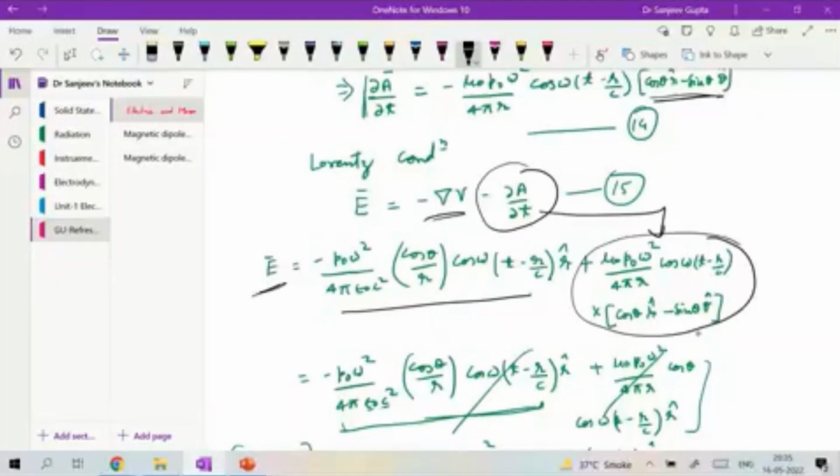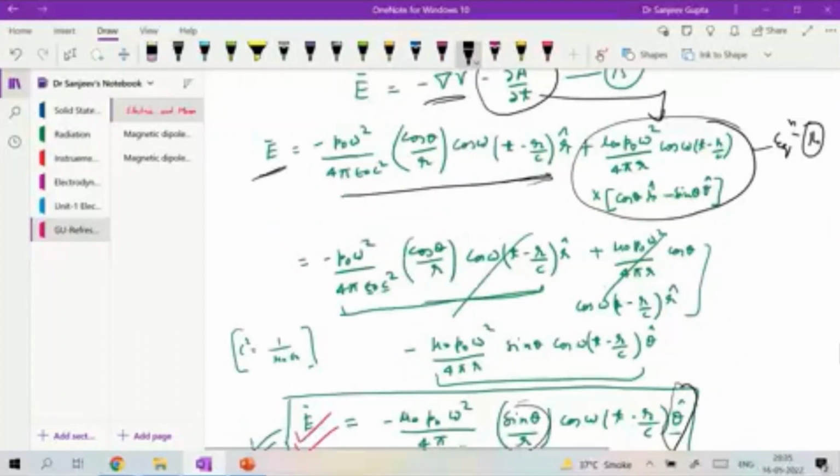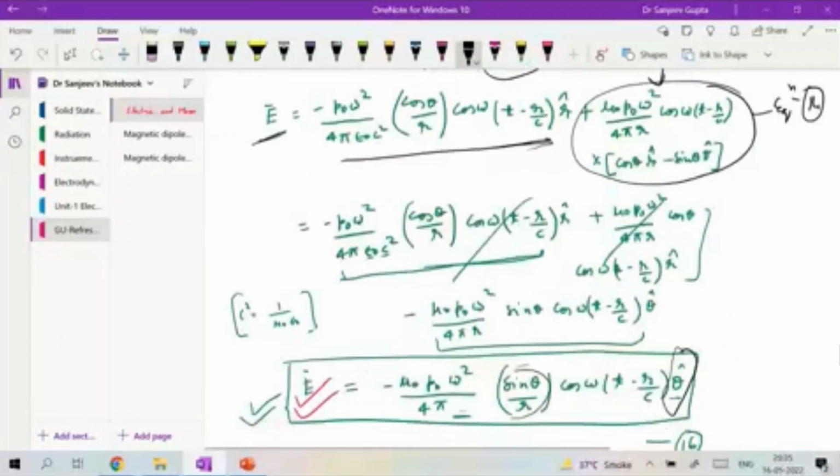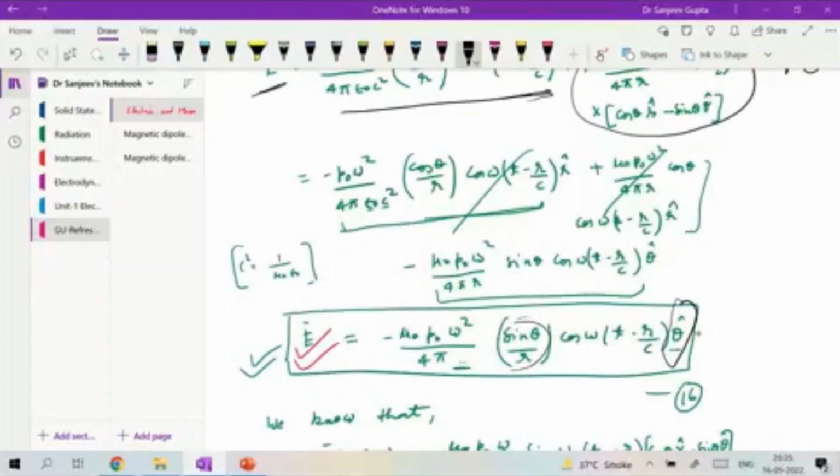So minus del V, we have put down this expression, and minus del A upon del t using equation number 14. You can see this common term cancels out, and you should have that the electric field is equal to minus mu 0 p0 omega square upon 4 pi, sine theta divided by r, cos omega t minus r by c. That is theta dependent. The field becomes theta dependent.